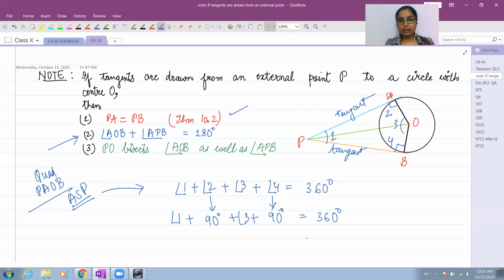And then the third one, PO is bisecting angle AOB and angle APB. Can that be proved? The last one. Take a moment and think, can you prove this result?